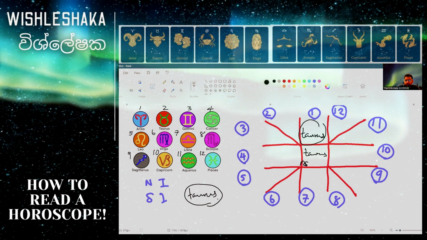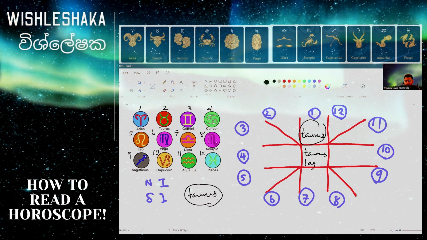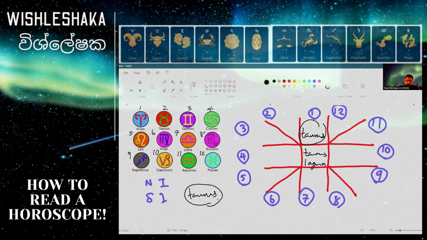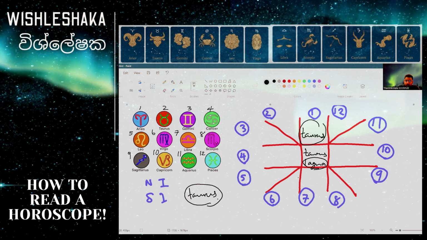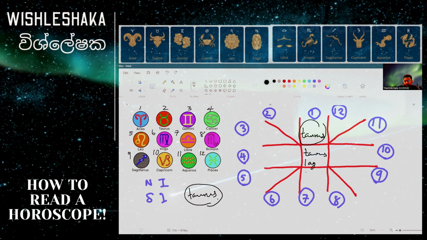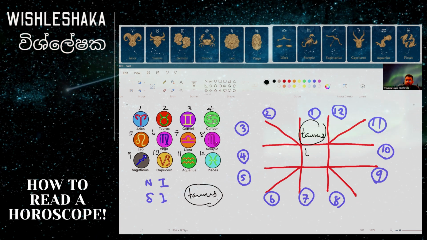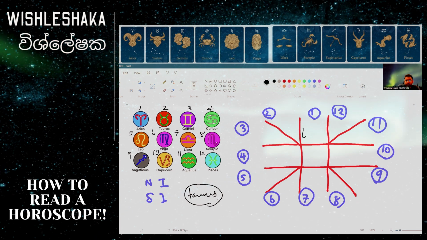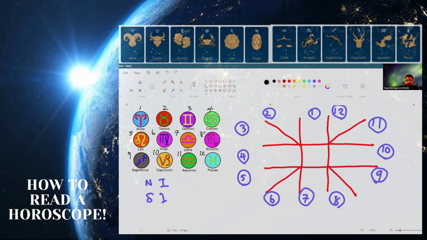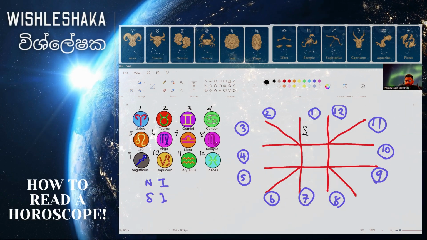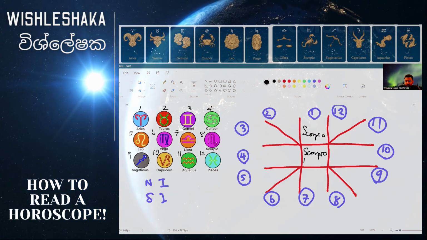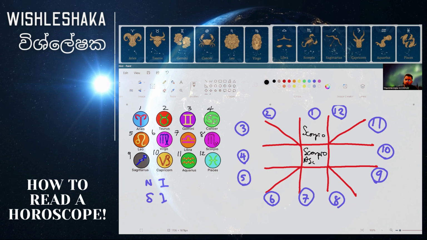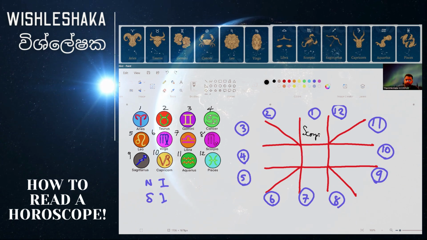Or we call it Taurus Lagna. In India and most Asian countries, they call it Lagna, or the ascendant. So this would be a Taurus ascendant. Let's say at that time you have Scorpio, then this will be a Scorpio Lagna or ascendant. So this person will be a Scorpio. That depends on the eastern horizon sign.